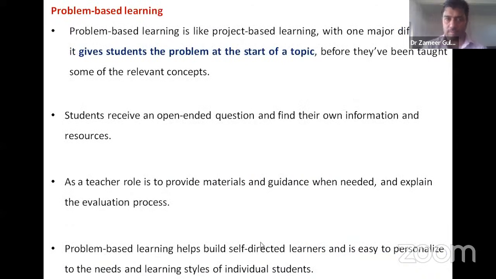Another is problem-based learning. It's also like project-based, but here the student is given the problem at the start of the talk, before they have been taught. If you are going to start a unit, while entering itself, before delivering the lecture, you tell your students that the problem is this, so that the students listen carefully to the lecture.